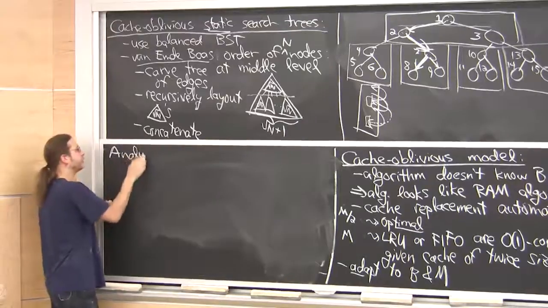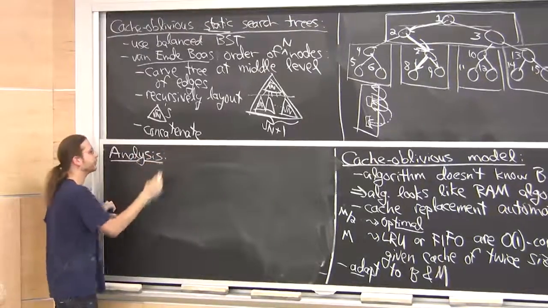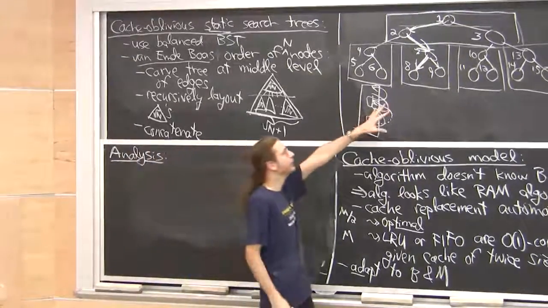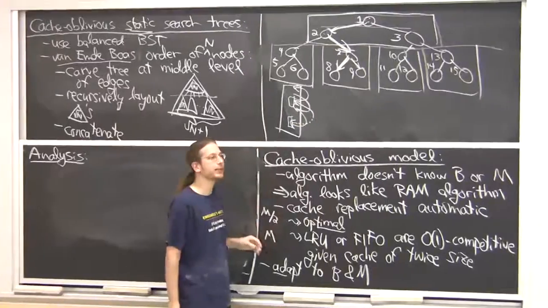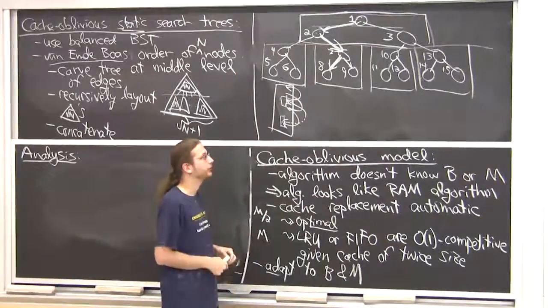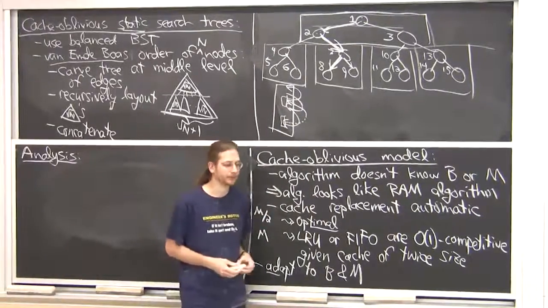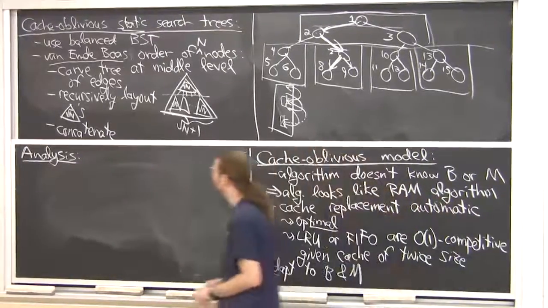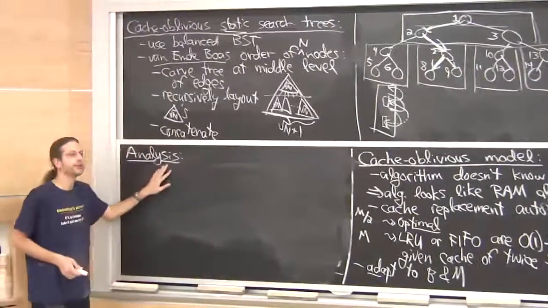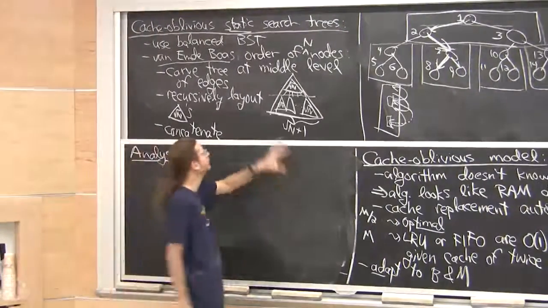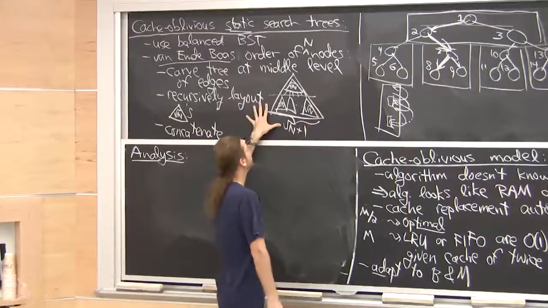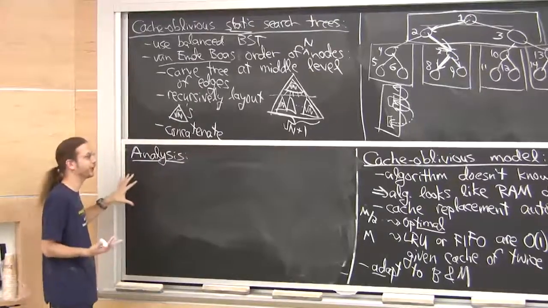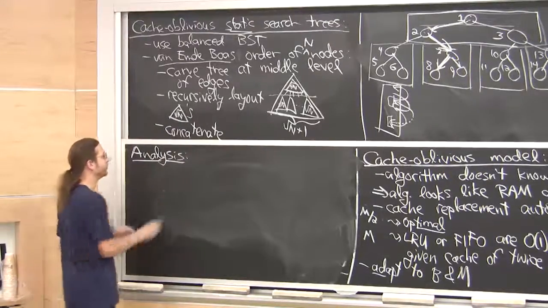So, analysis. The order is clear. The algorithm is clear. We follow our root to leaf path. What we claim is that for any root to leaf path and any value of B, the number of blocks visited is order log base B of n. So to do that, in the analysis, we get to know what B is. The algorithm doesn't know B and doesn't need to know B. But to analyze it, to prove an order log base B of n bound, we need to know what B is.